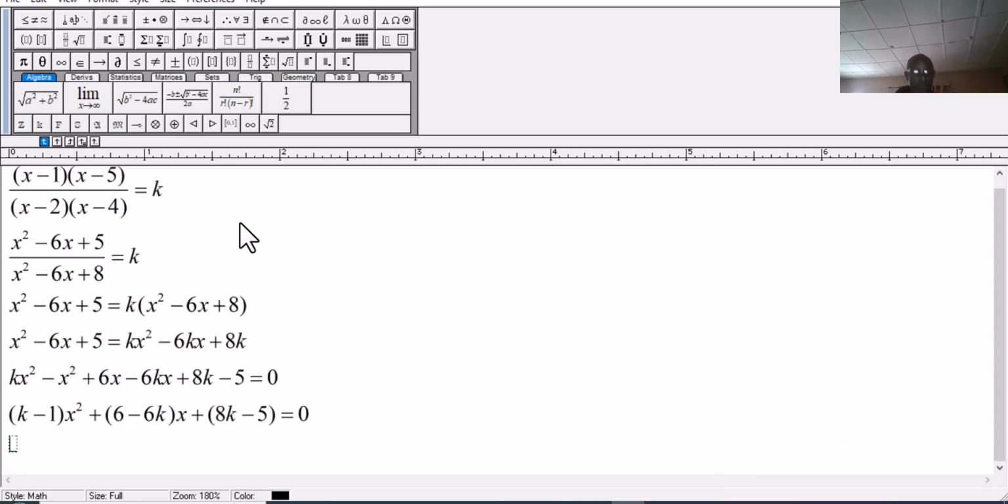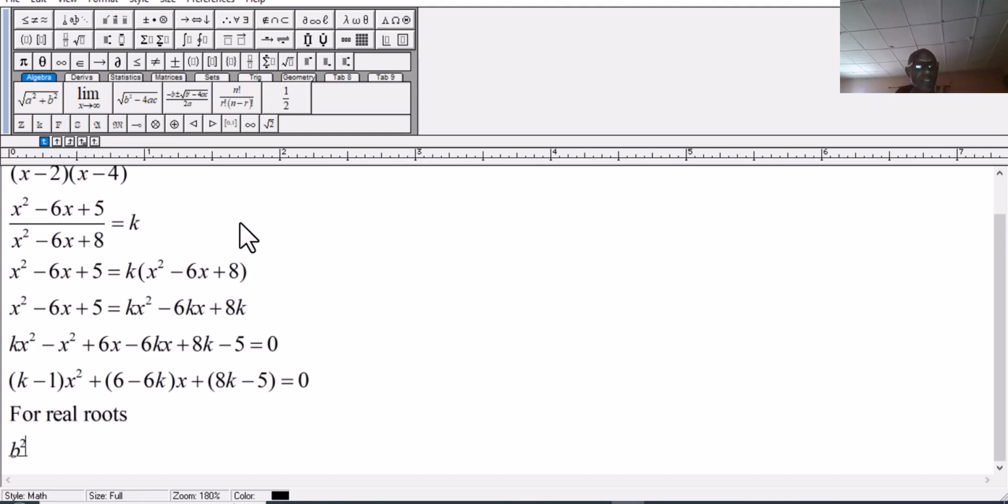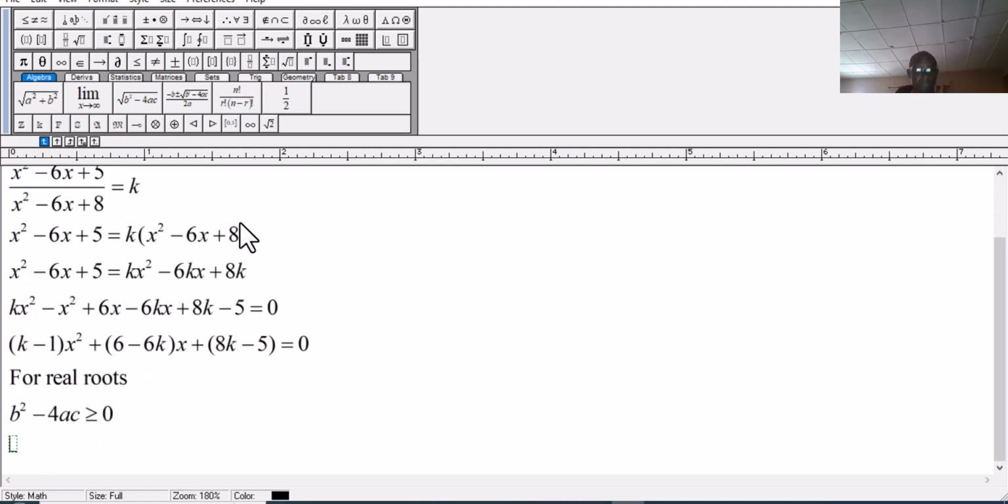So we have this. For real roots, you have b squared minus 4ac greater than or equal to 0. So this condition must be fulfilled. So let's put everything here. We have (6 minus 6k) all squared minus 4 into (k minus 1) into (8k minus 5) greater than or equal to 0.